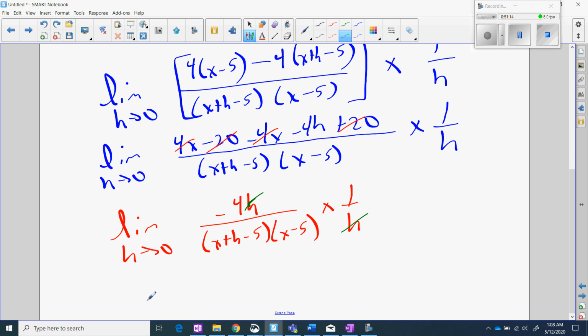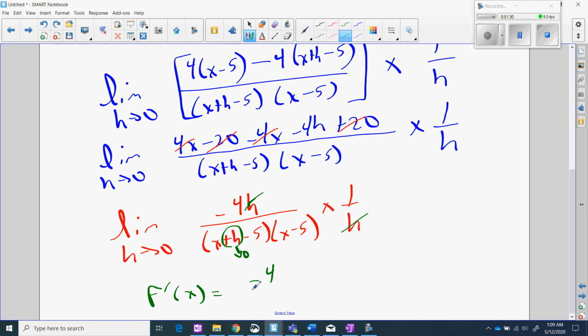I'm going to now write this as f prime of x. And remember, h is going to 0. So that means this term right here, because h is going to 0, is going to become a 0. It doesn't affect anything. I don't get 0 over 0 anymore by that happening. So here's what's going to be left.